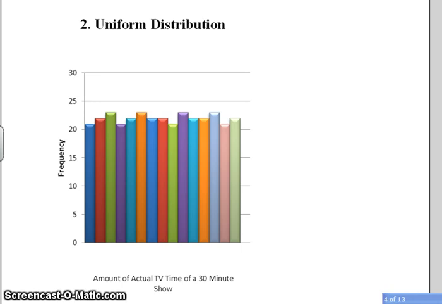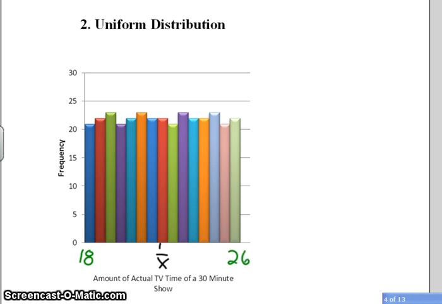Our next type of distribution is a uniform distribution. Our histogram here shows the amount of actual TV time of a 30-minute show. What we mean by this is that a study was done and it was found that approximately 22 minutes of actual show time were shown when taking out all of the commercials. From this information, we can assume that the mean, our x-bar, of 22 would be in the center of the data. We would also say that it would probably range from about 18 being the low time and 26 being the high time.